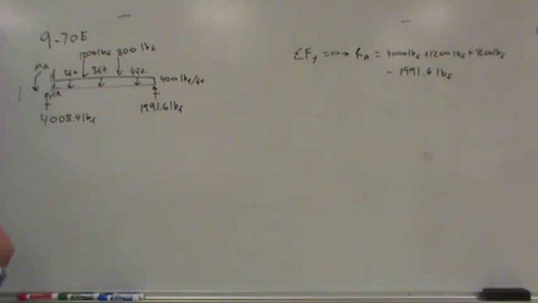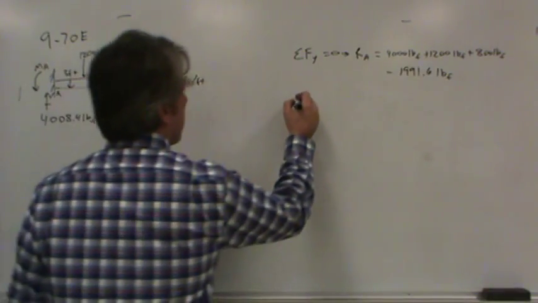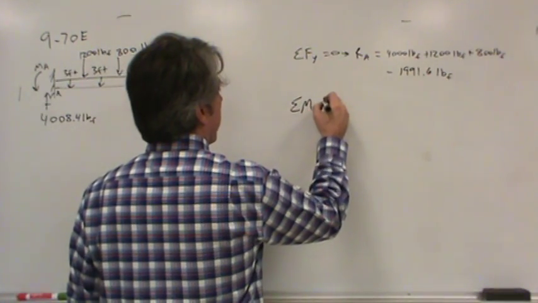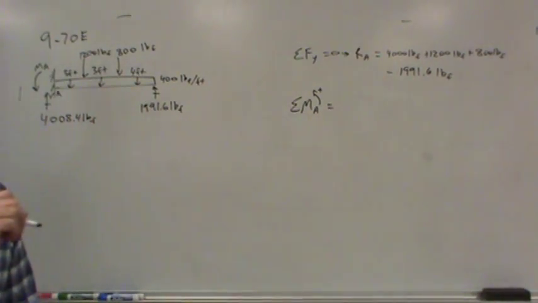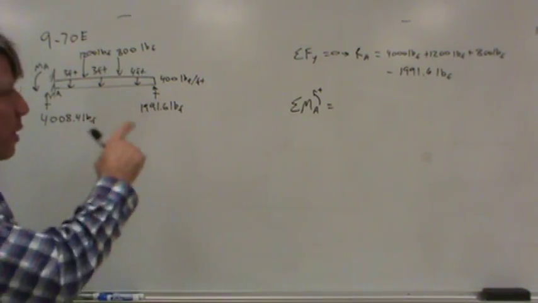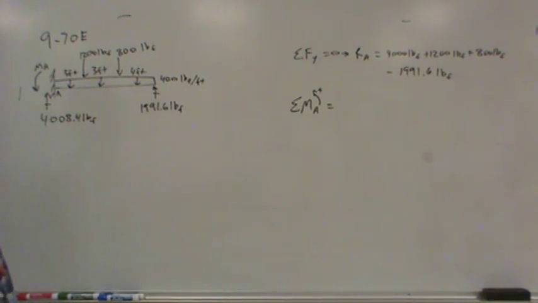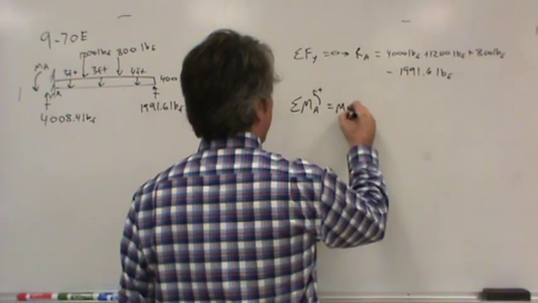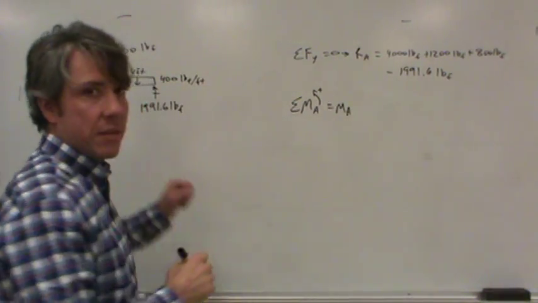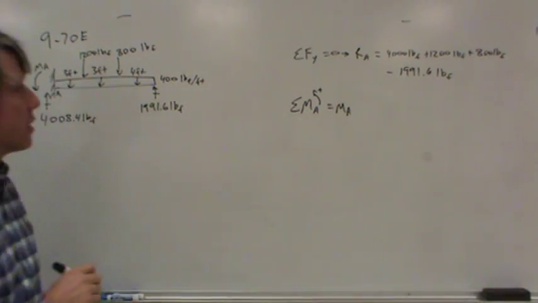Now what about the moment at A? Well, for that we just sum moments about A. You guys are statics experts, correct? Okay, good. So tell me what to write down here for this sum of moments about A. M A, good. Why M A? Because M A is an externally applied moment, right? And then what else?